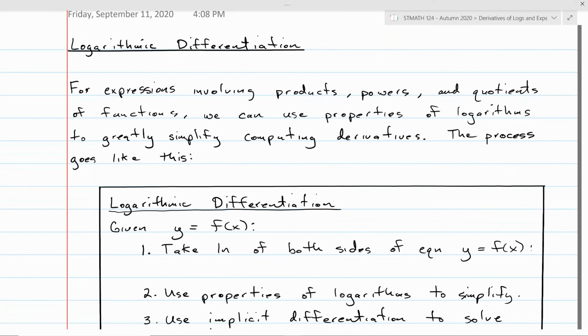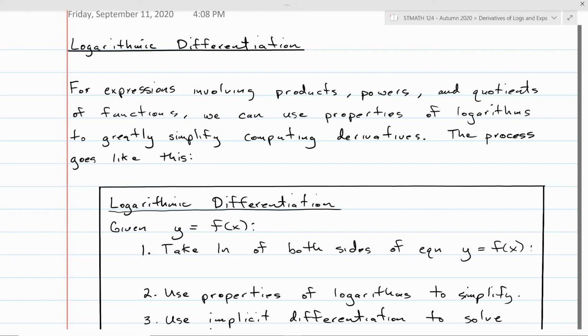The last topic for this lesson is the topic of logarithmic differentiation. So this is a really cool process actually that allows you to differentiate functions that we don't have any formulas or methods for differentiating otherwise. And it also allows you to take some things that you already know how to differentiate, but make it easier or less messy.